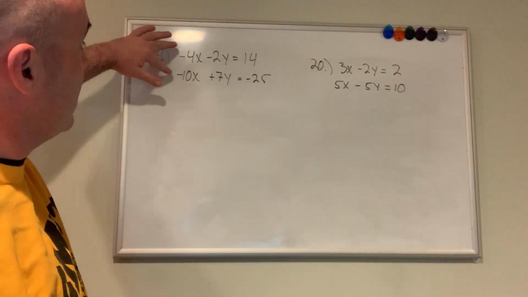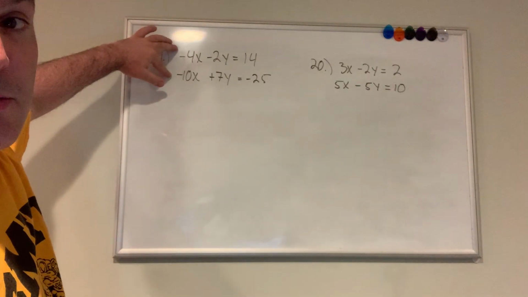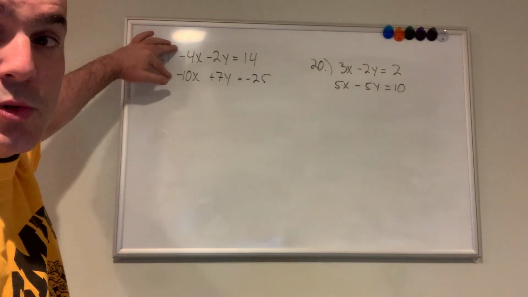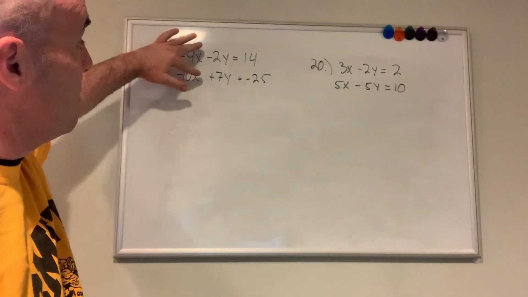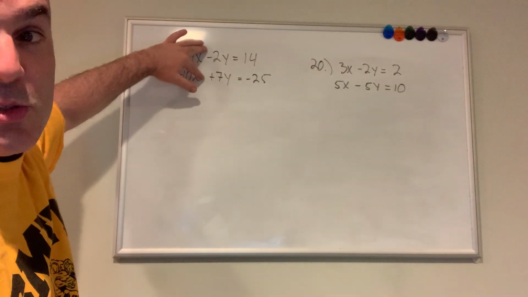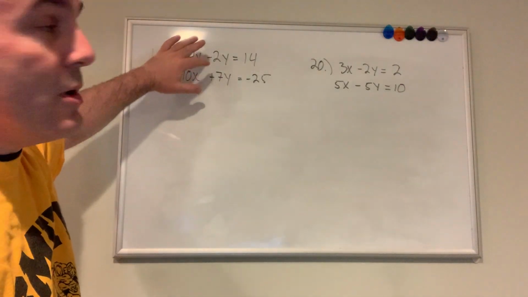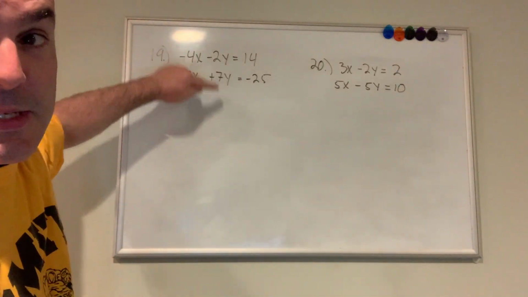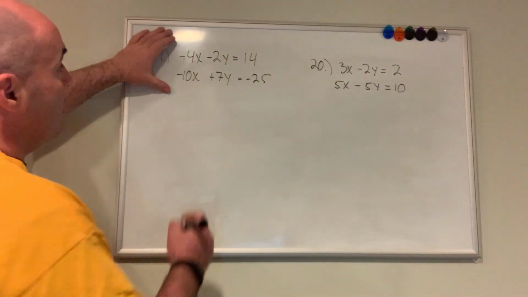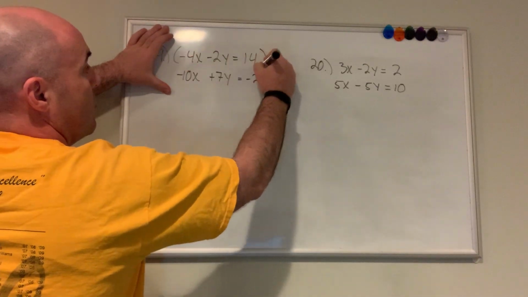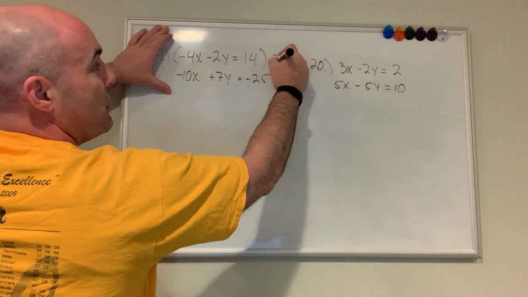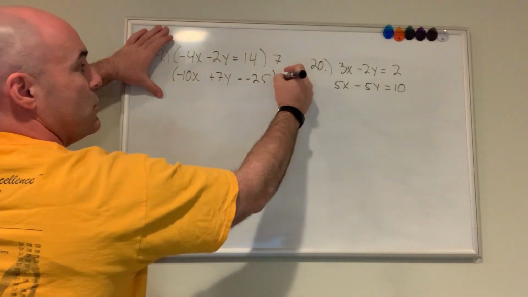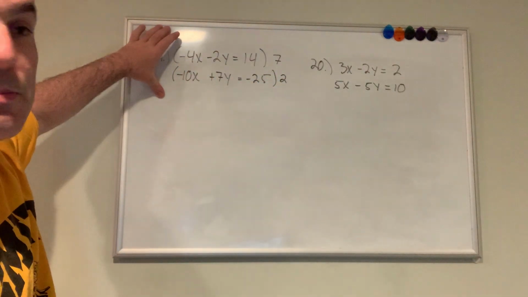All right, if I take a look at the least common multiple here of 4 and 10, the first time their times tables would cross would be at 20. Okay, the first time their times tables would cross for the y's would be at 14. 14 is a lower number, so I'm going to go ahead and eliminate y. Also, they're already opposite in sign. So in the top equation, we need to get this to 14, so we're multiplying the top equation by 7. We need to get this to 14, so we'll multiply the bottom equation by 2.